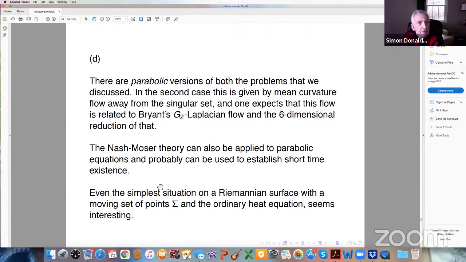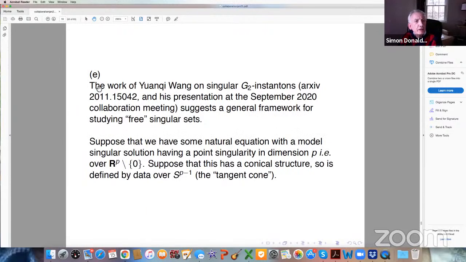So my time is up. I won't get into part E, just to say it was discussing work of Yuanqi Wang on these singular G2 instantons, which he has a recent preprint about, and which he told us about in the September meeting. But I should finish there. So thank you for your attention.